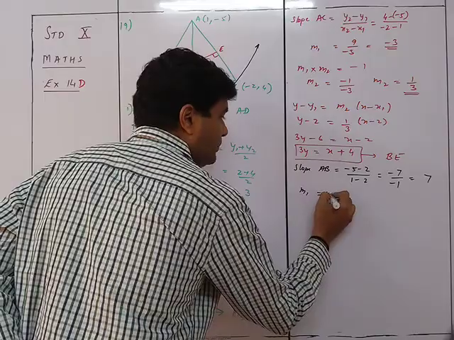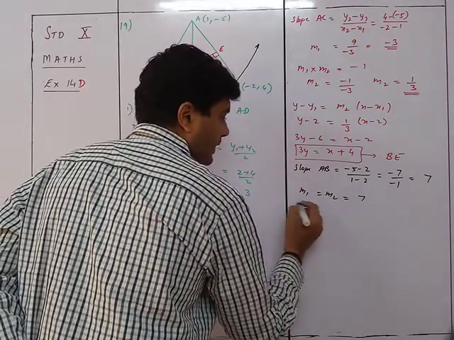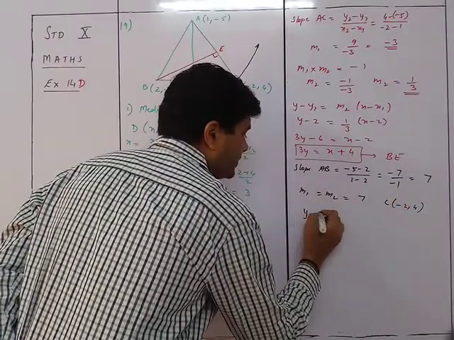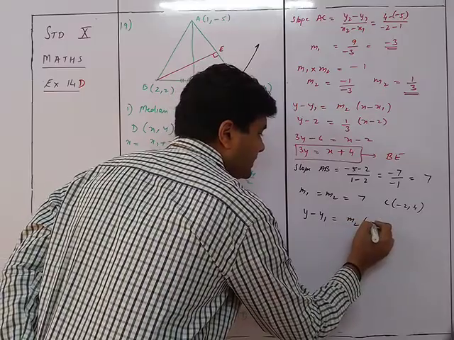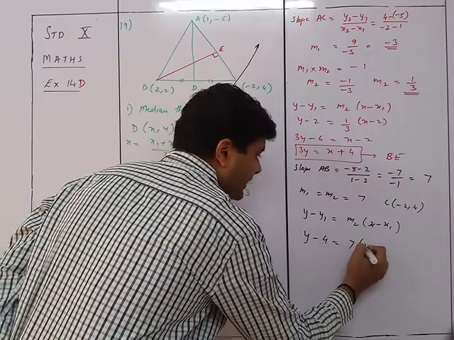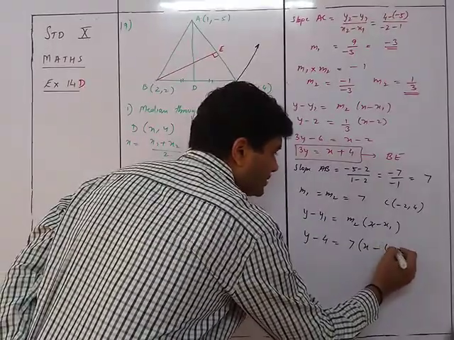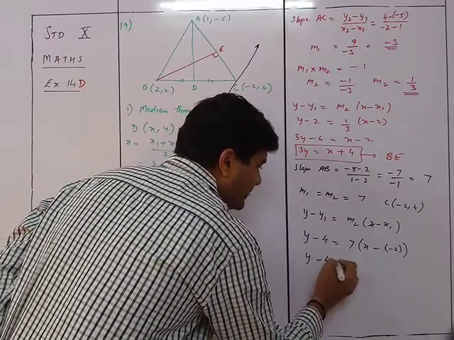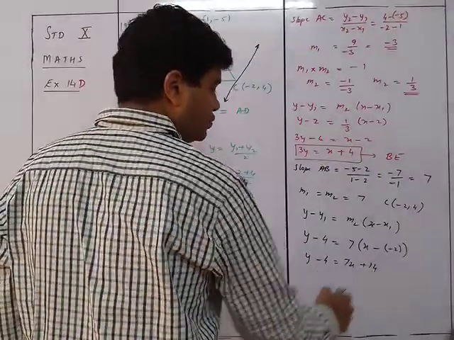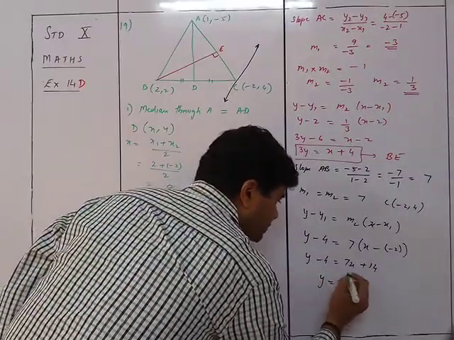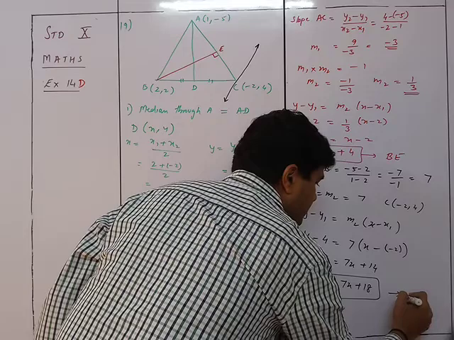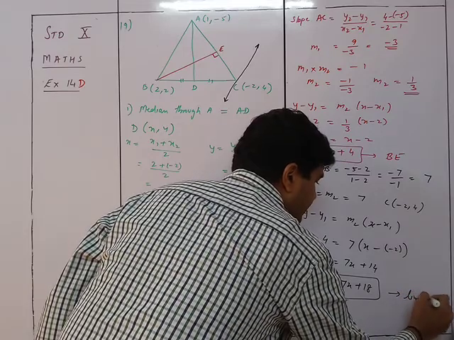So M1 is equal to M2 is equal to 7, and we have got point C as minus 2 comma 4. So y minus y1 is equal to M2 into x minus x1. So y minus 4 is equal to 7 into x minus of minus 2. So y minus 4 is equal to 7x plus 14. This goes here. So it will be y is equal to 7x plus 18, the line through C.